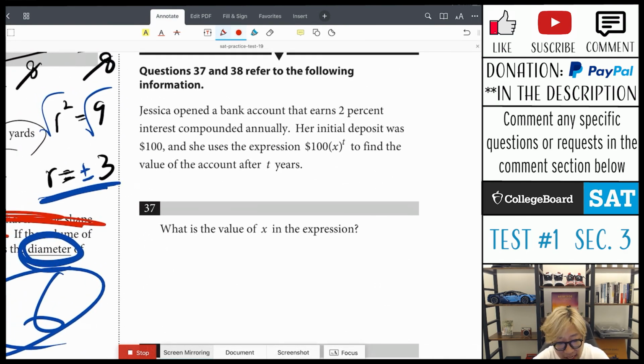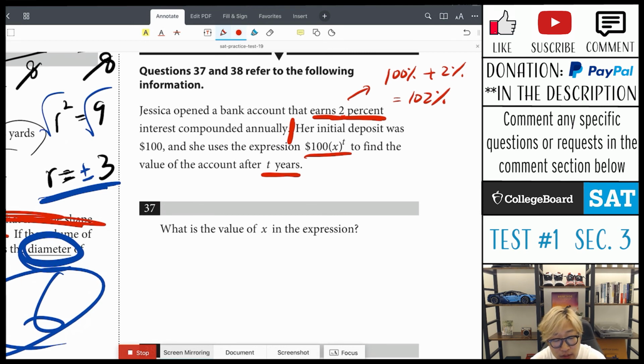3738. Jessica opened a bank account that earns 2% interest compounded annually. Her initial deposit was $100, and she uses this expression to find the value of the account after T years. Okay, so here we go. She earns 2%, meaning 100% on top of that 2%, so that's 102%.